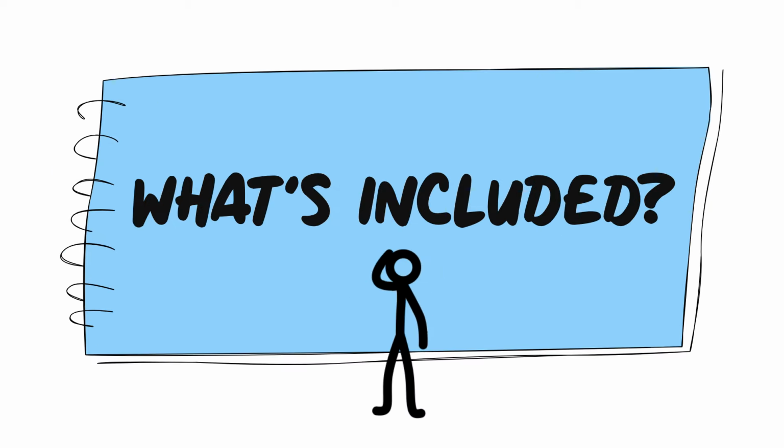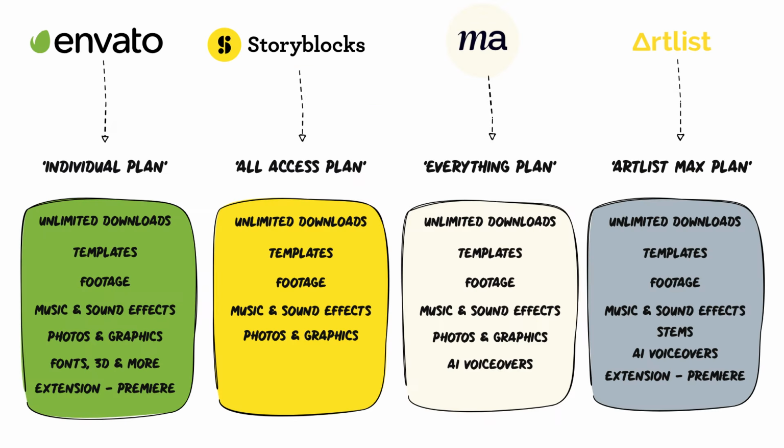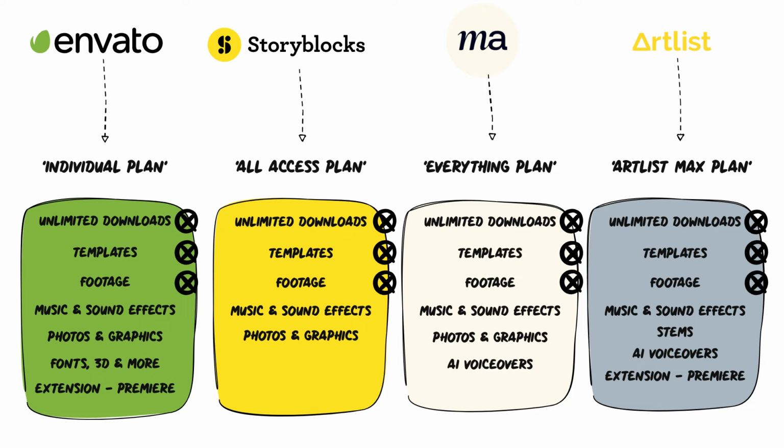Now, let's talk about what's included in those plans. They all come with unlimited downloads, video templates, stock footage, and music and sound effects. Now, where they vary a little bit is Envato Elements has a ton of stuff like fonts, 3D features, presentations, email templates, WordPress templates, a whole bunch of other stuff I can't even list here, but I just want you to know that. We'll go over that in a little bit.